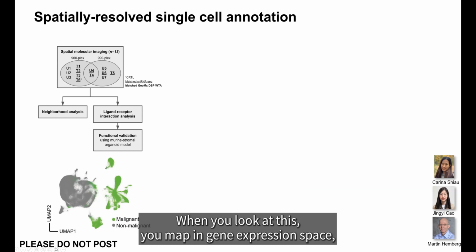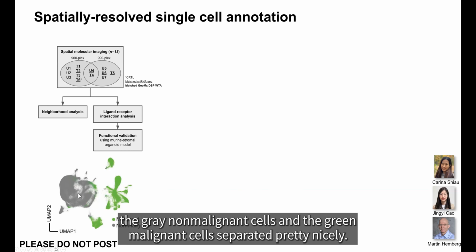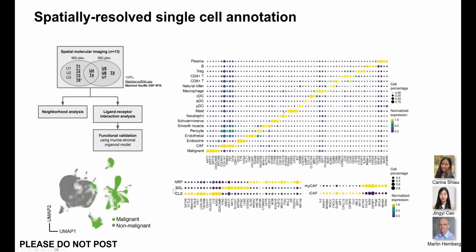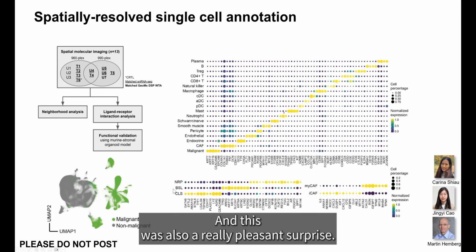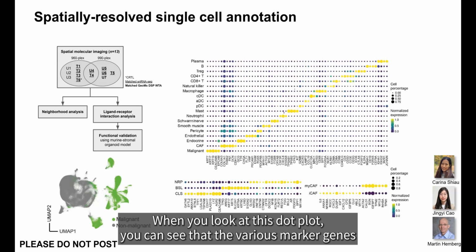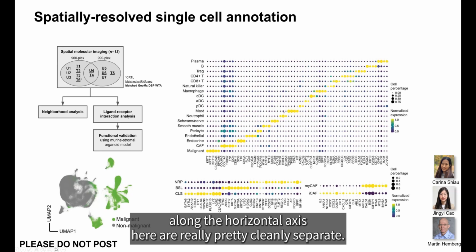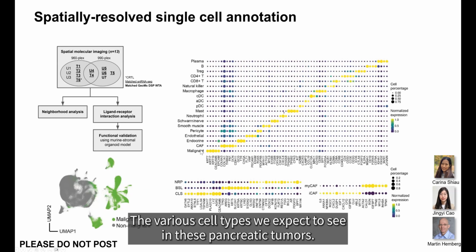When you look at this UMAP in gene expression space, the gray non-malignant cells and the green malignant cells separate pretty nicely. And this was also a really pleasant surprise. When you look at this dot plot, you can see that the various marker genes along the horizontal axis here really pretty cleanly separate the various cell types we expect to see in these pancreatic tumors.